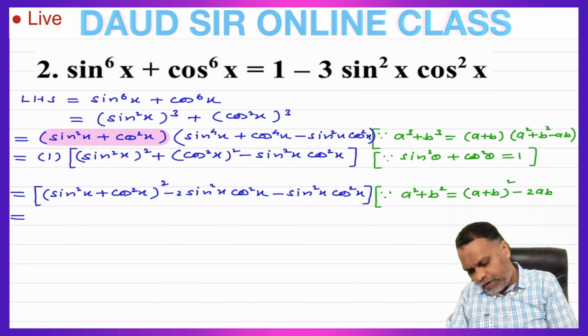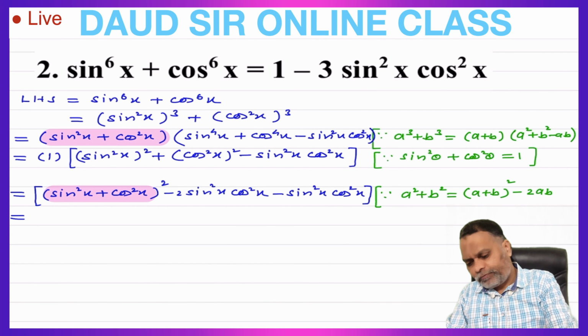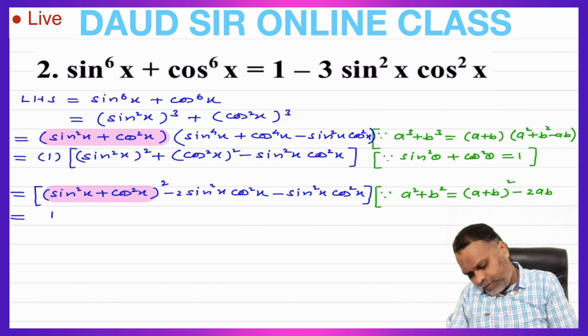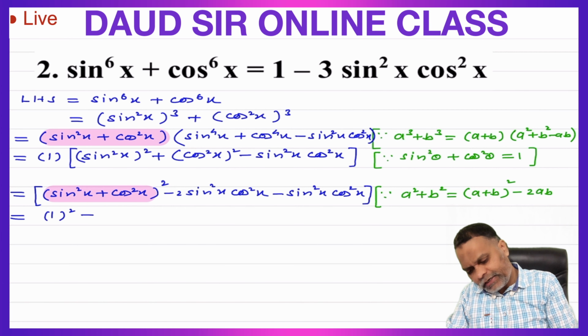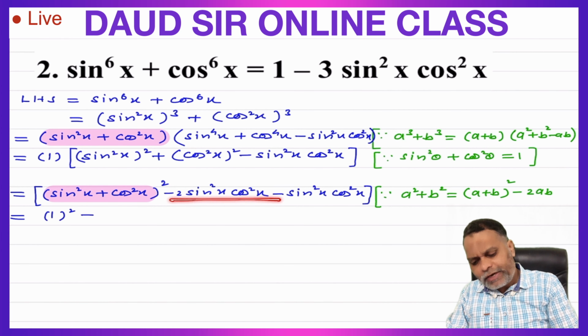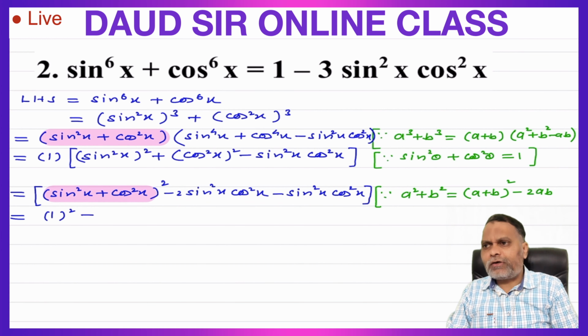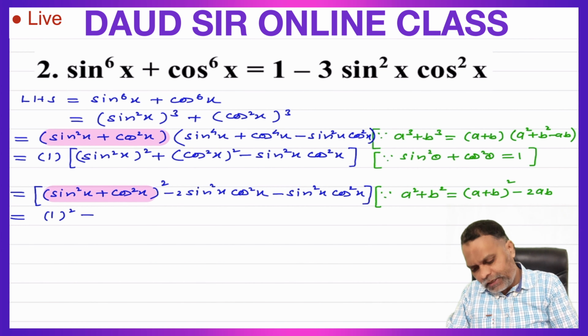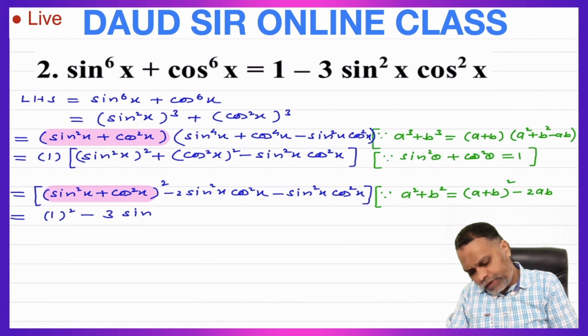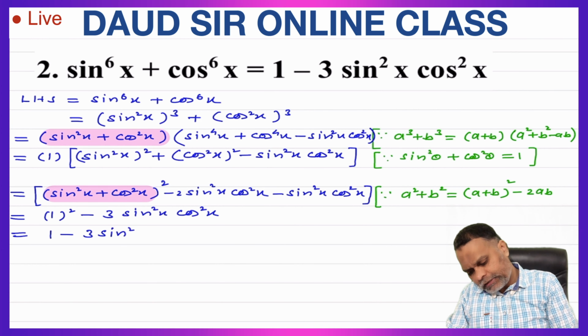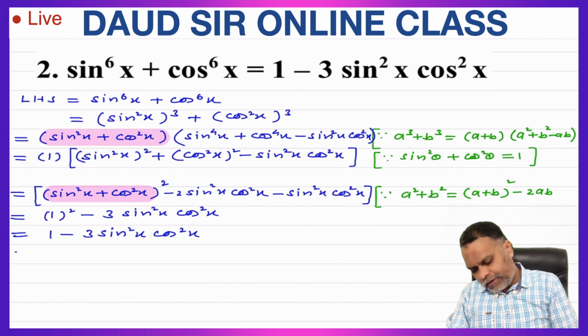Simplify this. This sin square x plus cos square x we can write 1. So 1 square minus 2 sin square x cos square x minus sin square x cos square x, we can write minus 3 sin square x into cos square x, which is equal to 1 minus 3 times sin square x into cos square x, which is our right hand side.